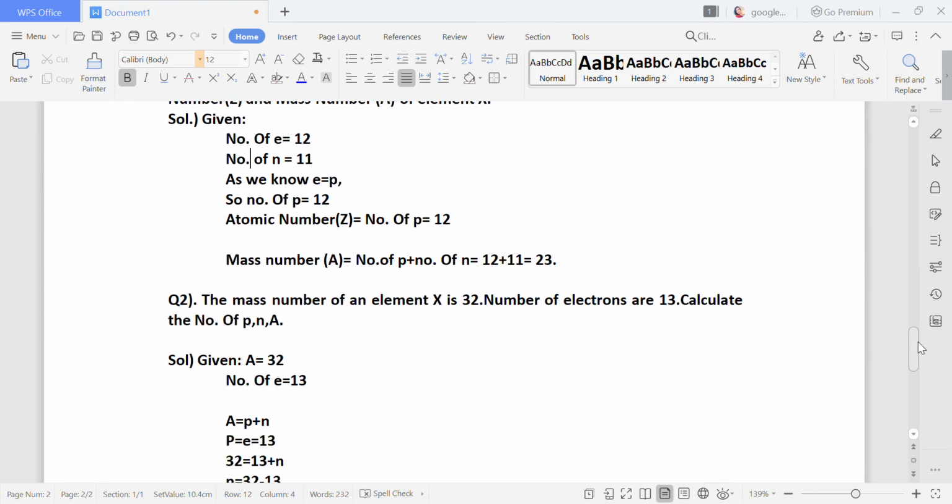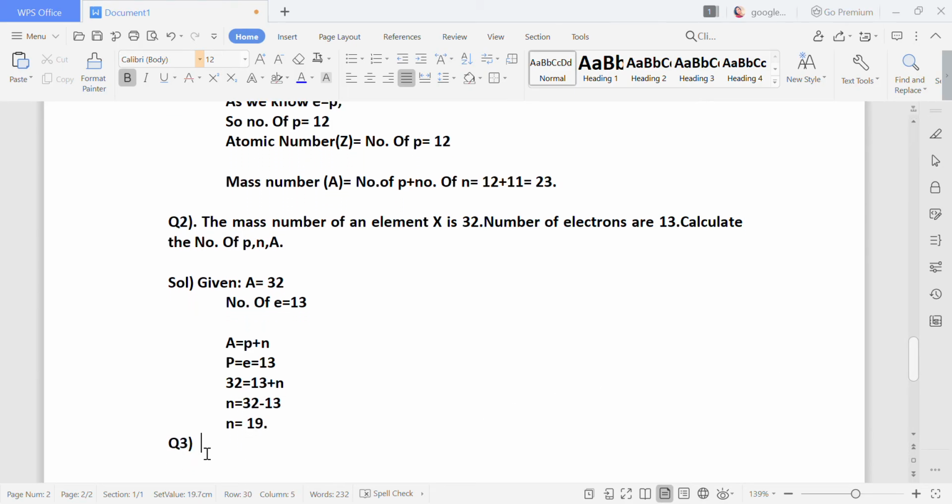Next, let us see the next numerical here. The next numerical is: the mass number of an element X is 32. Now in this question, mass number is given to you and number of electrons is 13. So they are asking you to calculate the number of protons, neutrons and atomic number. All three things have to be found. So let's first write the given part. Given is the mass number as 32 and the number of electrons as 13.